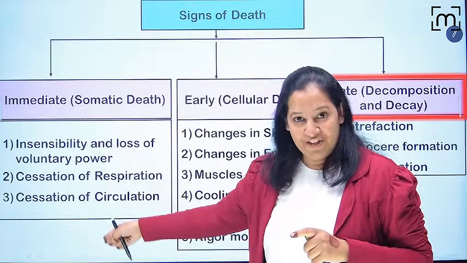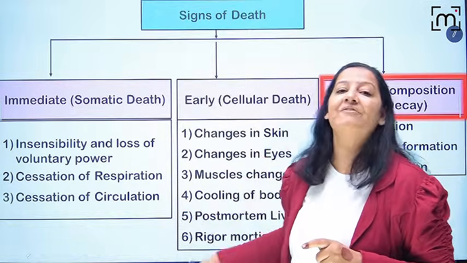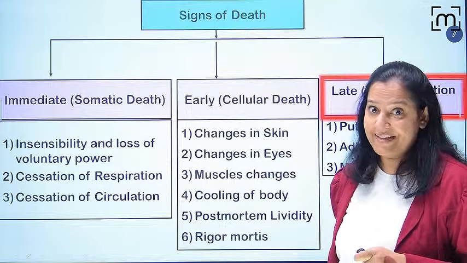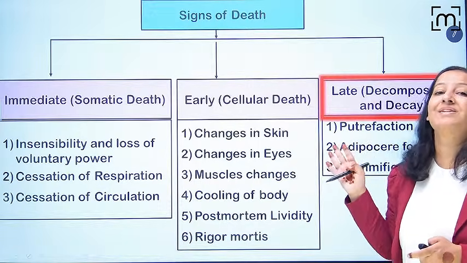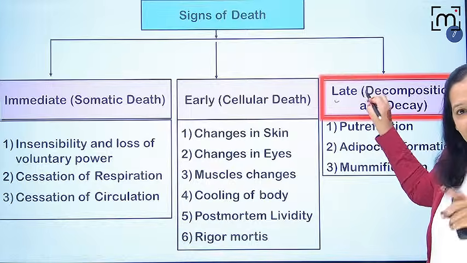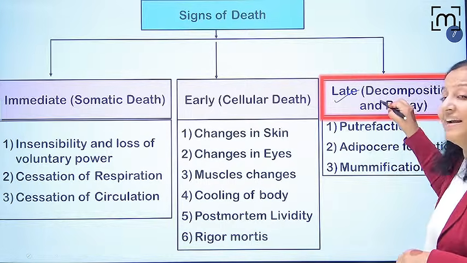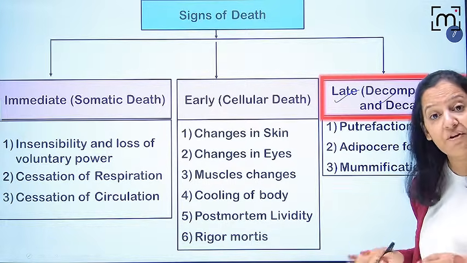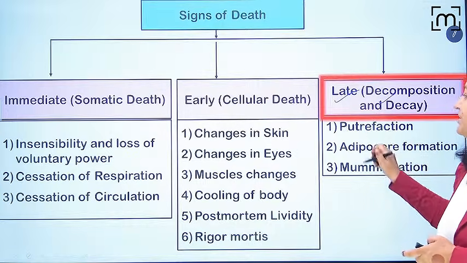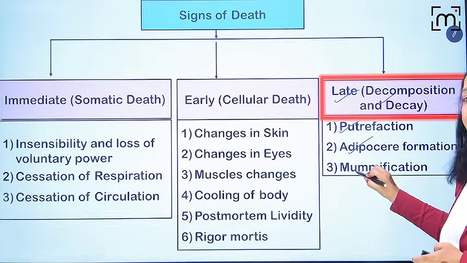We are done with immediate changes. You have your mnemonic ready. We are done with early changes. Mnemonic is ready. Now coming to the last, late changes. Late changes are only 3 in number and they indicate the body is decomposed. Decomposition, putrefaction have started. So there are 3 changes: putrefaction, adipocere formation, and mummification.